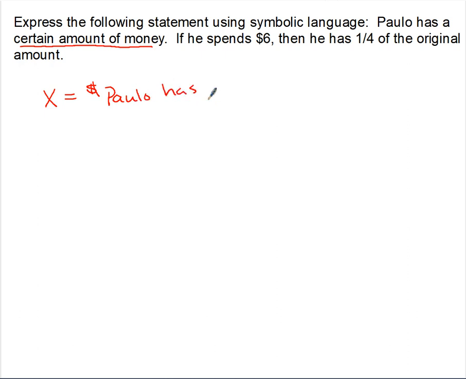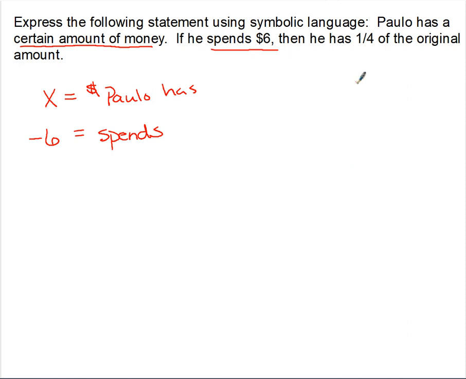Okay, and now we need to do something with it. If he spends $6, how do we represent spending money? Yeah, we're going to add, right? So we know we're going to have to add 6. I am incorrect. We are subtracting 6. Spending is going down. Don't know what I was thinking. Spending 6 goes down 6.